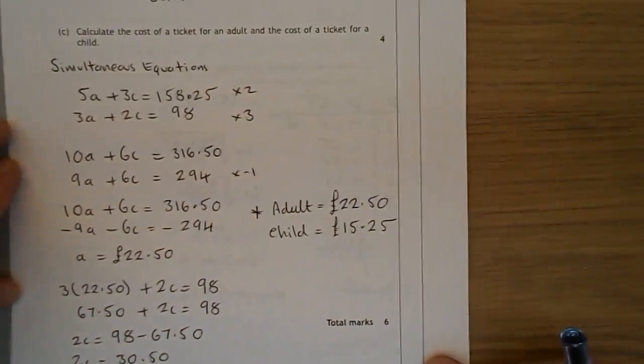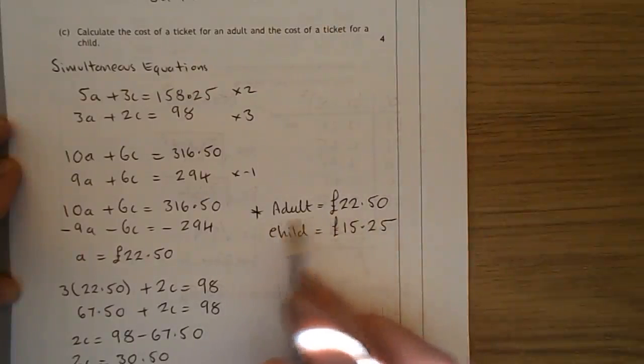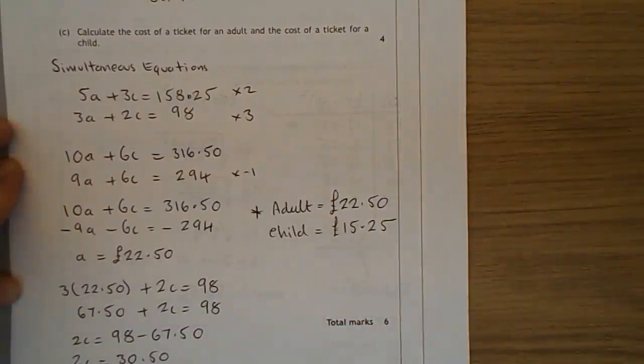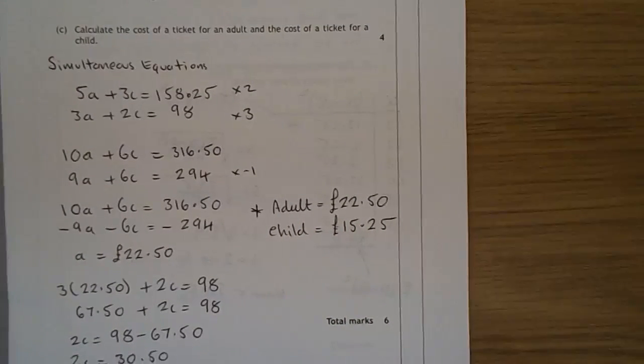So don't forget to actually write down the actual answer to the question, and that is that an adult ticket is £22.50 and a child's ticket is £15.25.